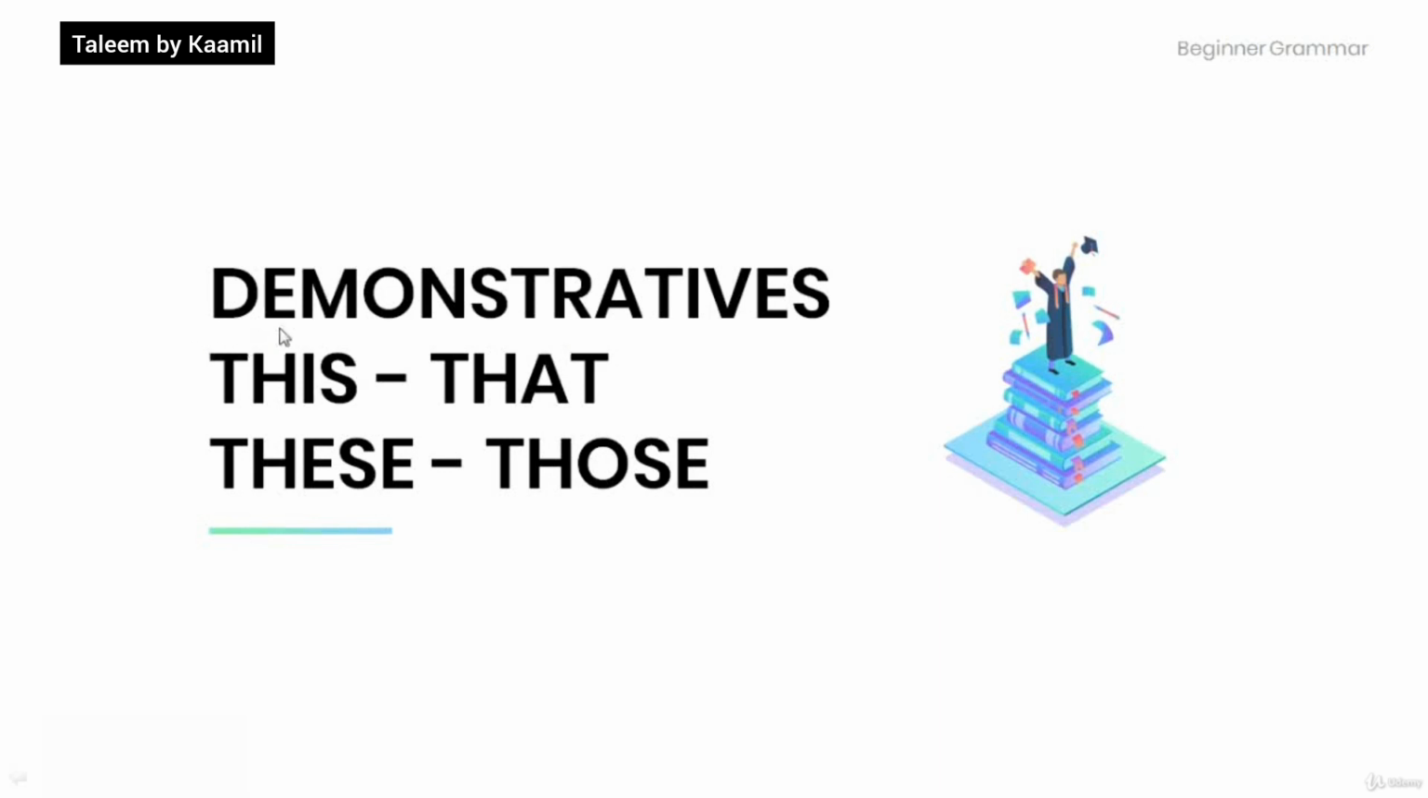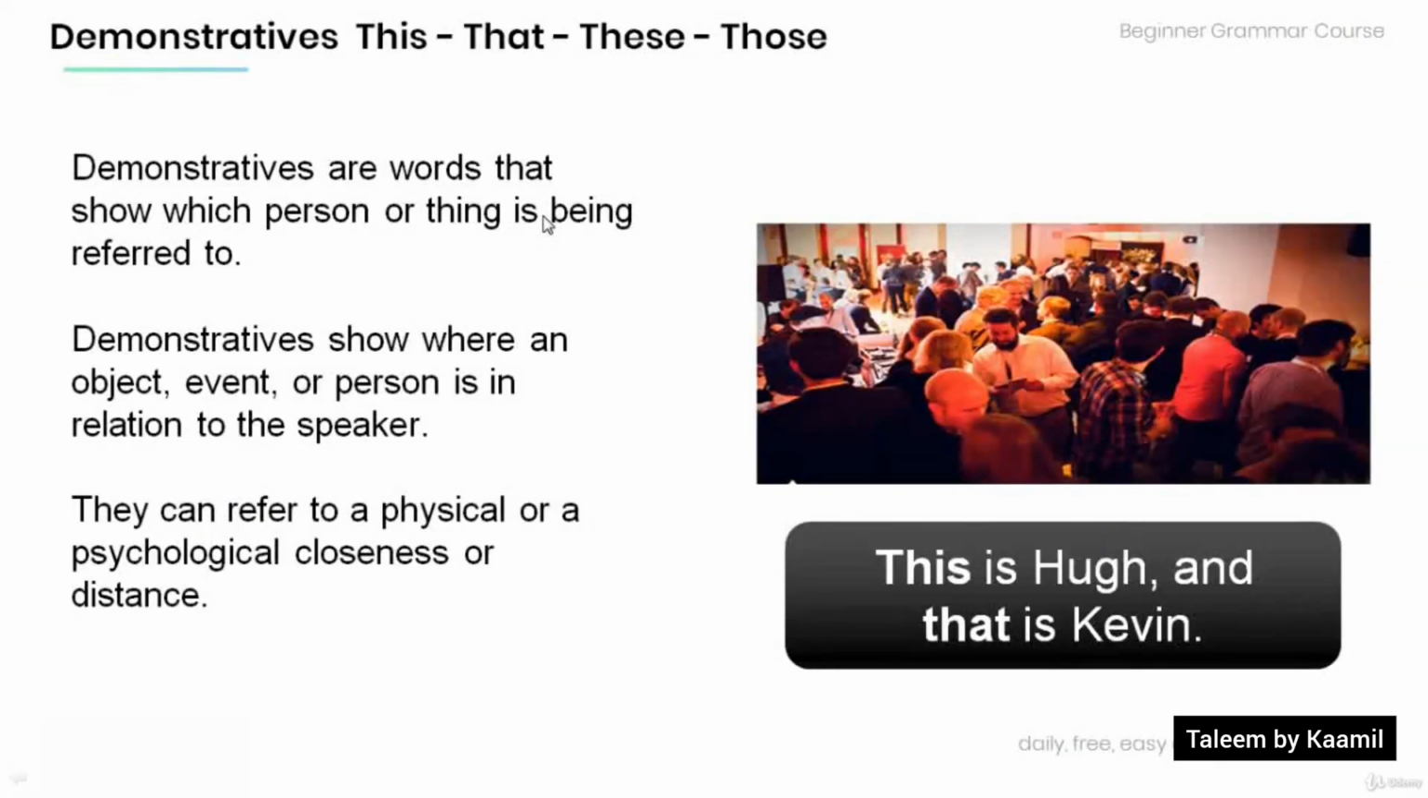Today we are going to talk about demonstratives. This, that, these, and those. Demonstratives are words that show which person or thing is being referred to. Now, demonstratives show where an object, event, or person is in relation to the speaker. Note that they can refer to a physical or psychological closeness or distance.